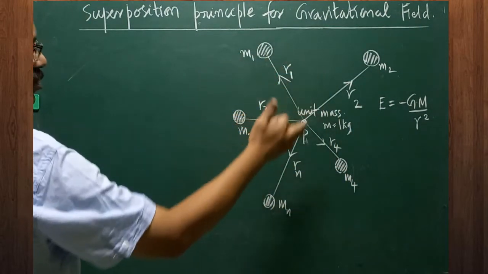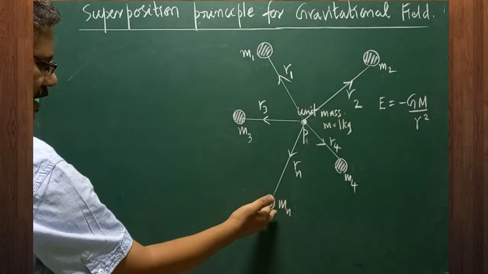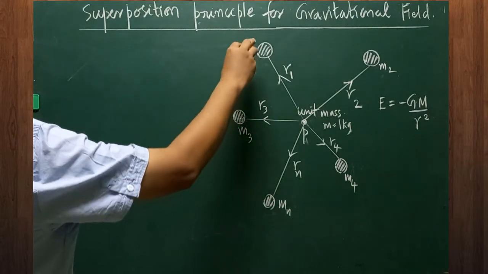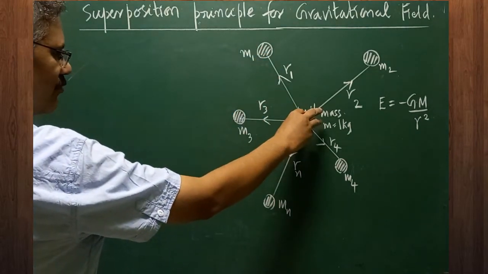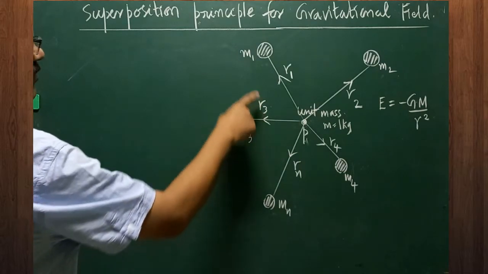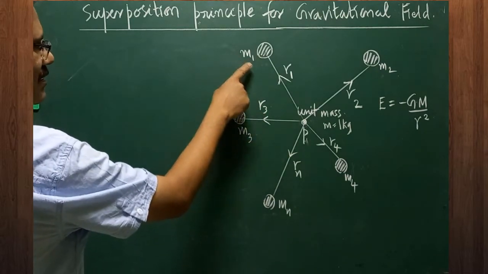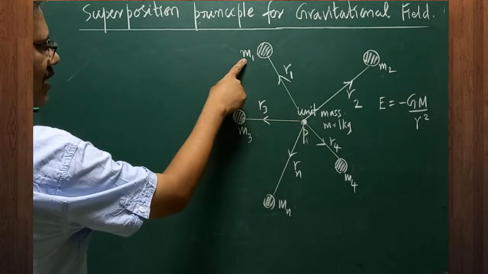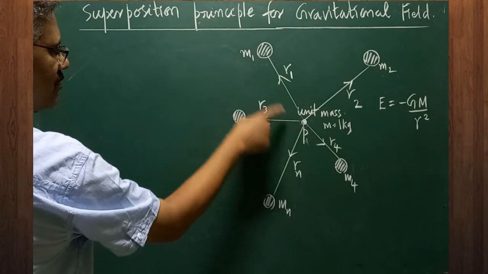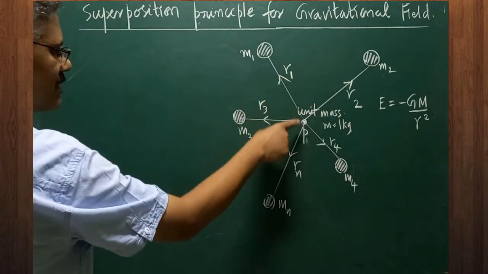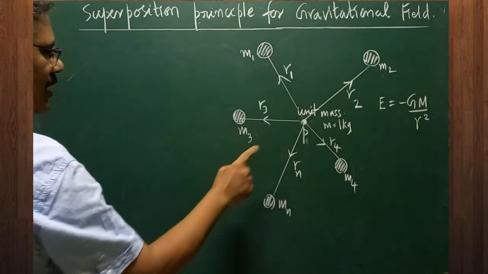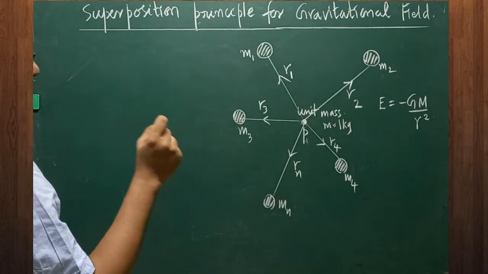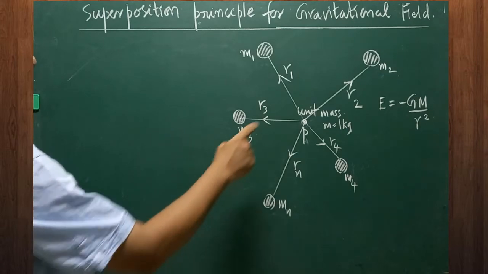Here, that unit mass is surrounded by innumerable masses: mass m1, m2, m3, m4, and the last mass in the space can be taken as mn. Each mass applies its own gravitational force on the unit mass. With respect to the first mass, the gravitational field at point P can be calculated. Gravitational field due to the second mass at point P can also be calculated. For each and every mass, we are able to calculate the gravitational field at point P.